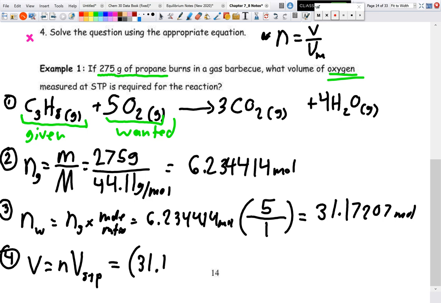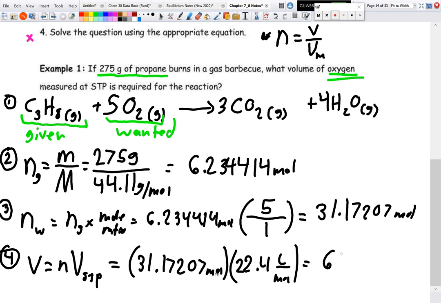So you've got 31.17207 moles times, you can flip back to the previous page to figure out what the molar volume at STP is, or look at the back of your periodic tables, and we have 22.4 liters per mole, and we are left with 698 liters. And of course that's 3 significant digits, because we had 3 significant digits in our question. So that is using our stoichiometry to solve these questions.